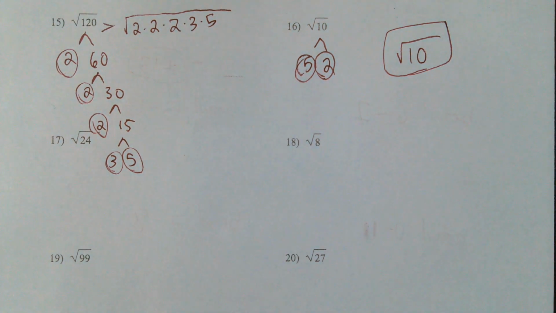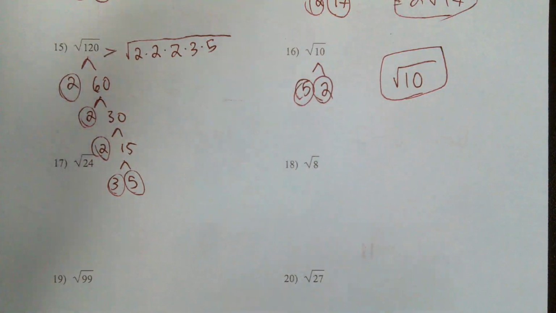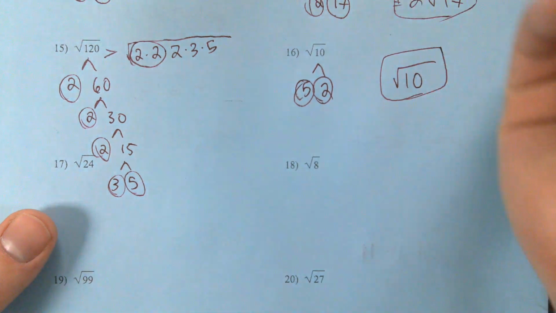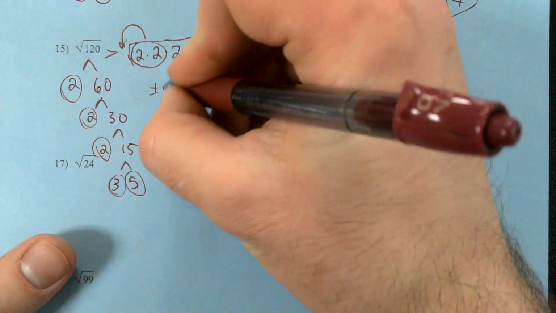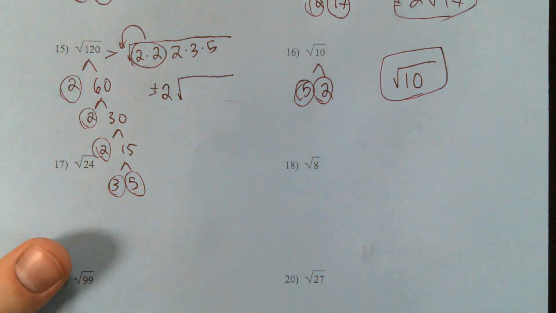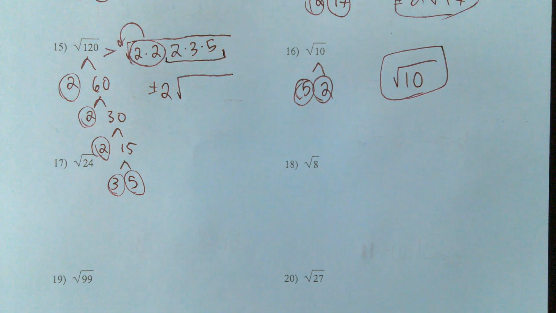We got 2 times 2 times 2 times 3 times 5. Where's the identical pair that we can pull out? What number? 2's, right? Can we bring all 3 of them out? No. We can only bring them out in pairs. So we got a 2 in the front. But now we have all these factors left behind. We got a lonesome 2, we got a lonesome 3, and we got a lonely old 5 back there.